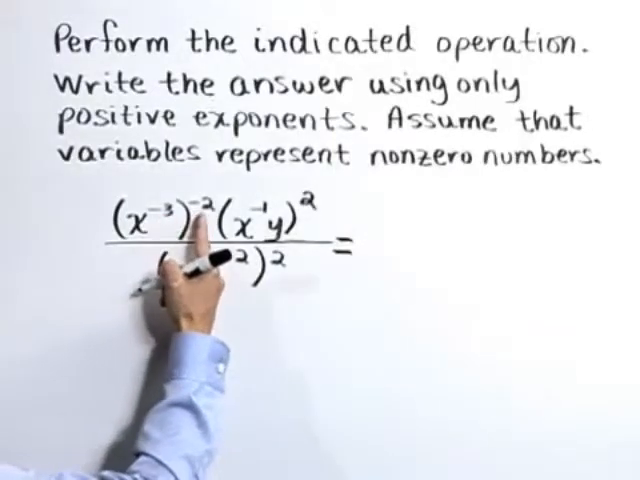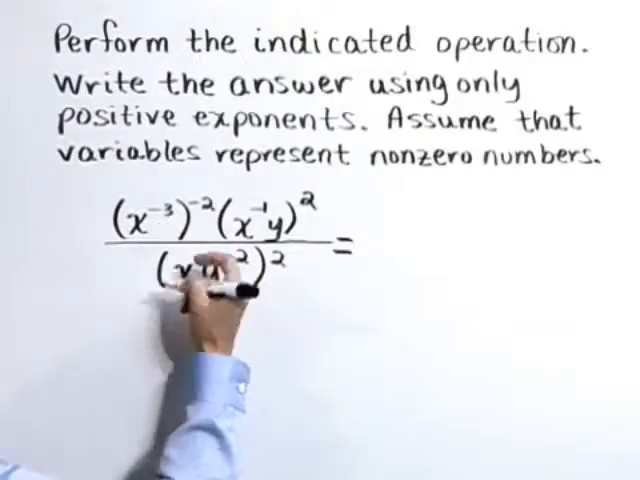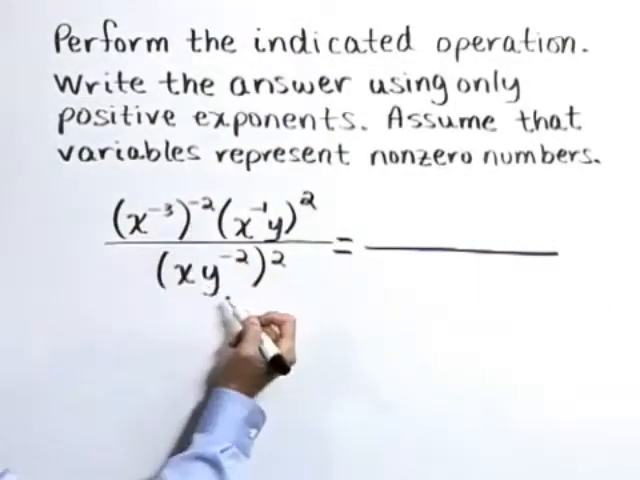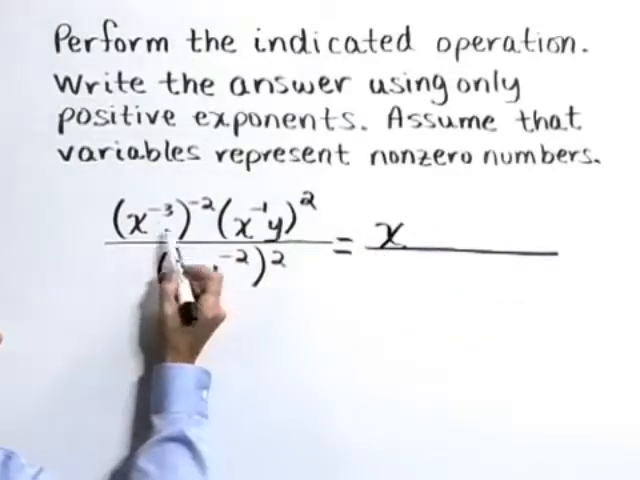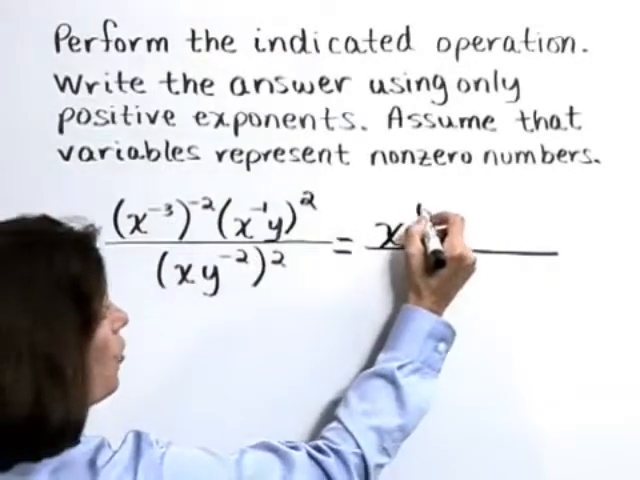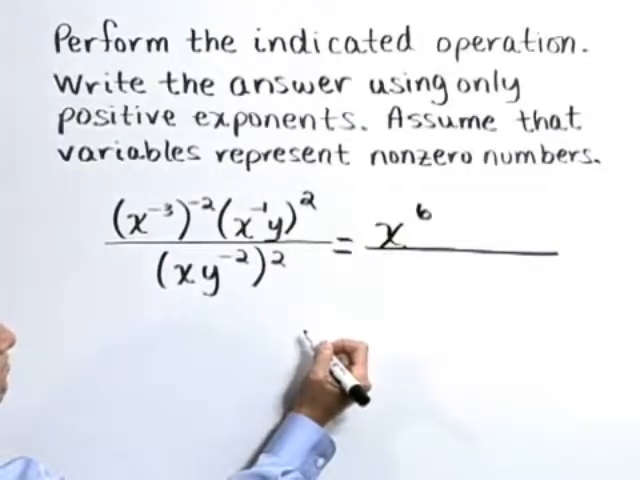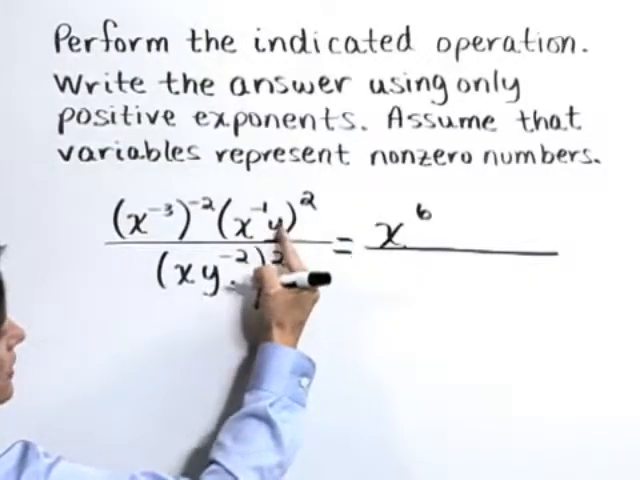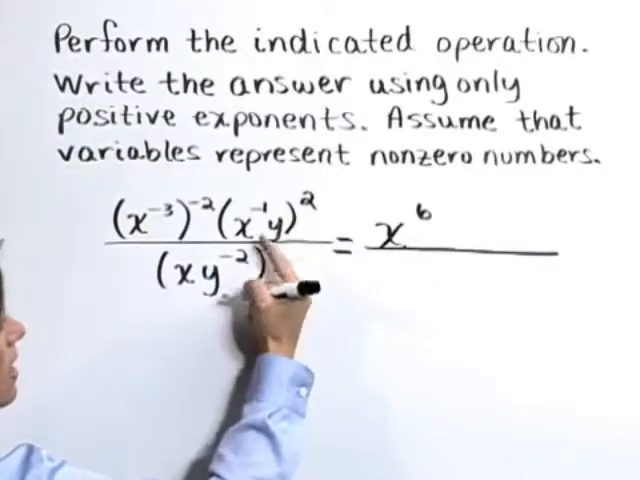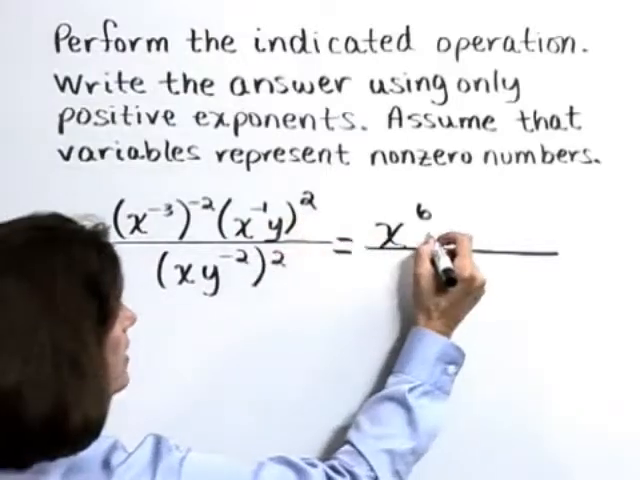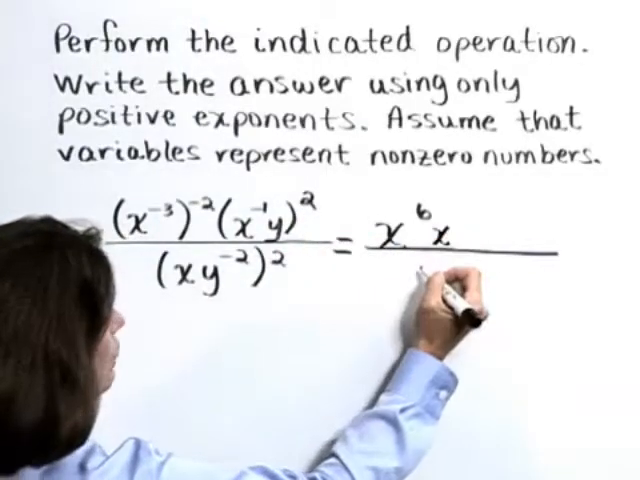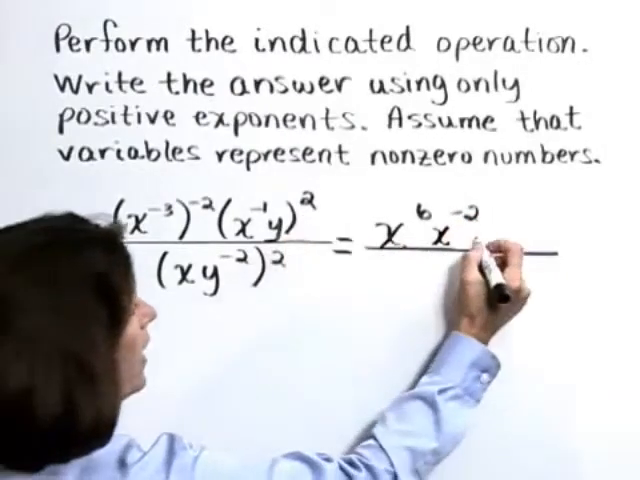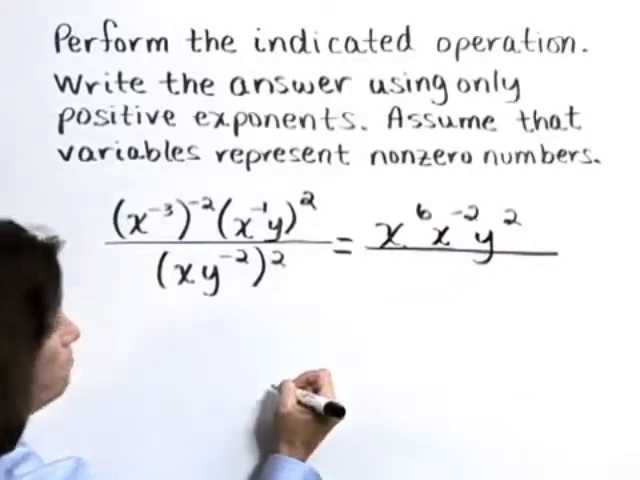When we raise a power to a power, we multiply those exponents. So in the numerator, x to the negative 3 raised to the negative 2 is x to the negative 3 times negative 2, or positive sixth power. With our second factor, we're going to raise each of these to the second power. x to the negative 1 raised to the second is x to the negative 1 times 2, or negative 2 power. And we also have y to the second power.